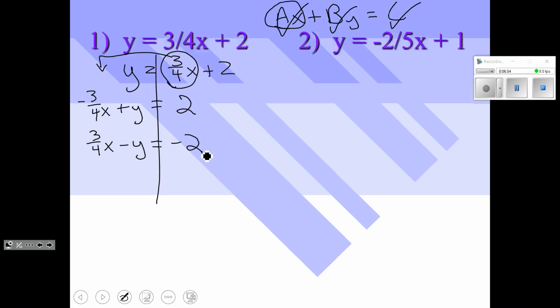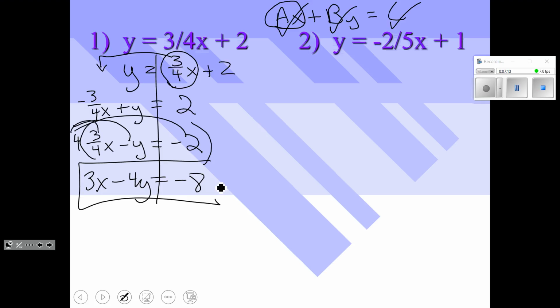Okay. How do I get rid of my fractions? So we're going to multiply everything by 4. So what would I get? 3x minus 4y equals -8. Now it is in standard form.